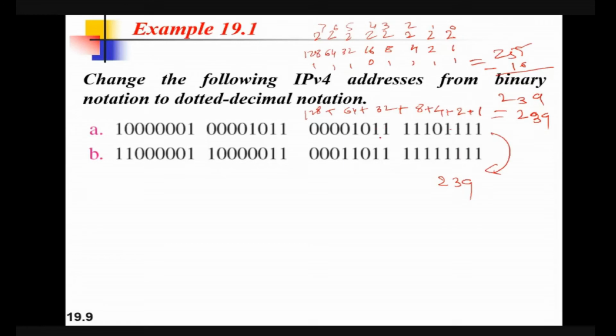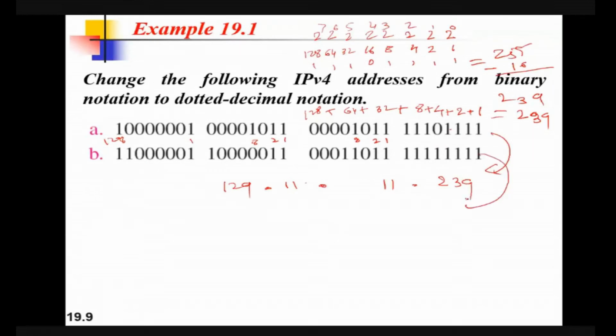Okay, then calculate the second. Here you have to add 1 plus 2, 4 is not required to be added, 8. So this is 8 plus 2 plus 1, 11. Then add this. This is 1, 2, 4, 8. So 8 plus 2 plus 1, again 11. And finally this is 1 and this is 128. Check here, it is 128. So 128 plus 1, 129. So this is 129.11.11.239.